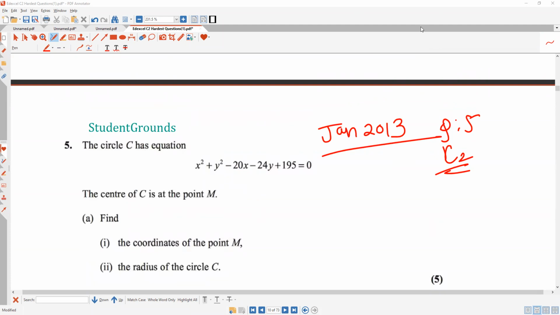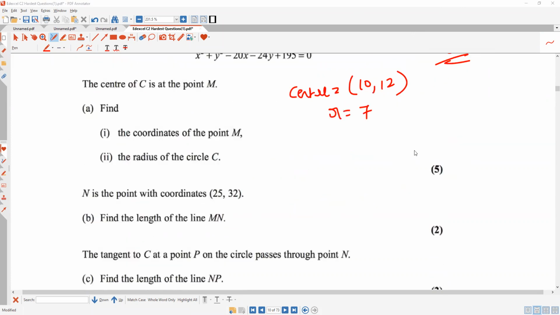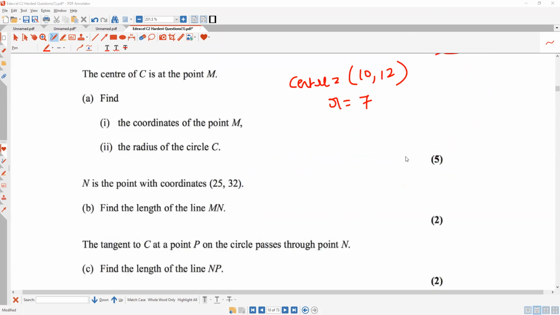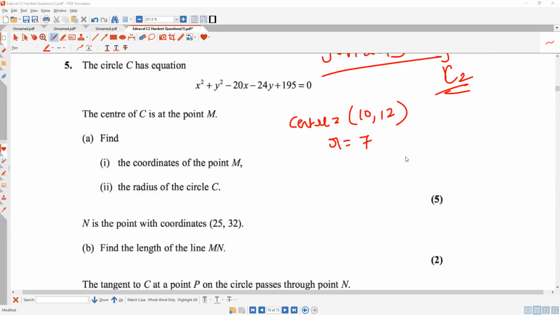Let me just check. Pause recording. Where is chat? Okay, you guys got the center to be 10, 12 and the radius to be 7. So that much information is enough for me right now. Then they said find the length of line MN. N is the point with coordinates so and so. So it's very easy to do MN as well.